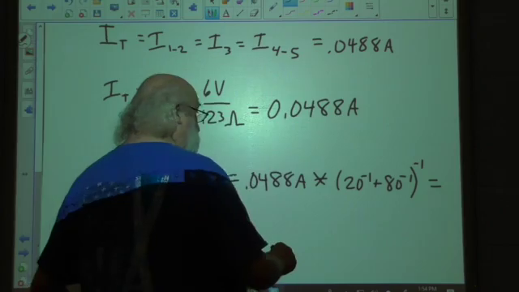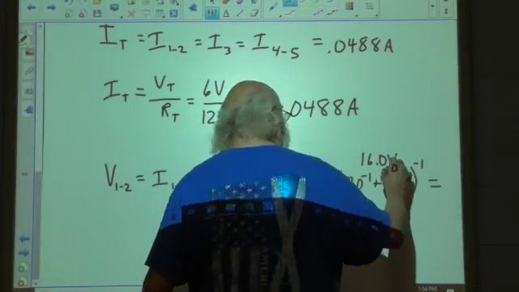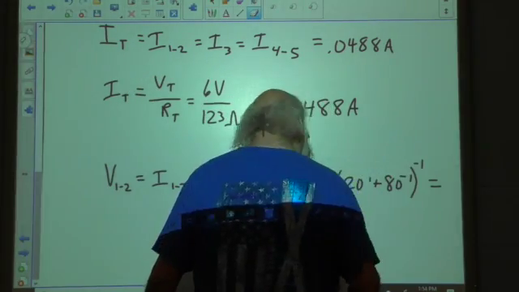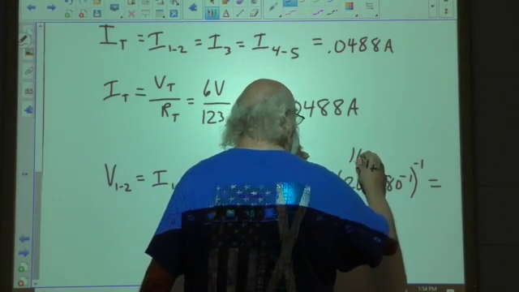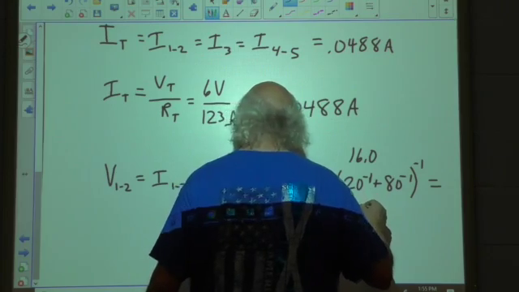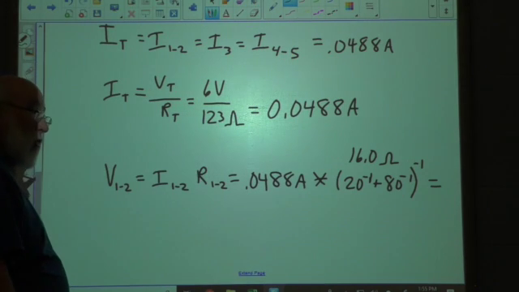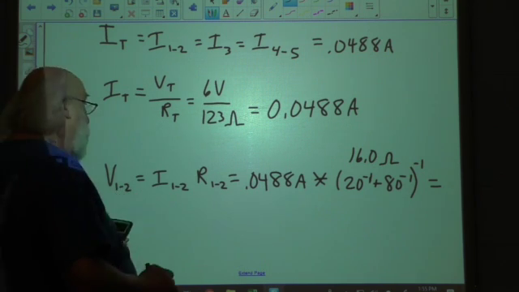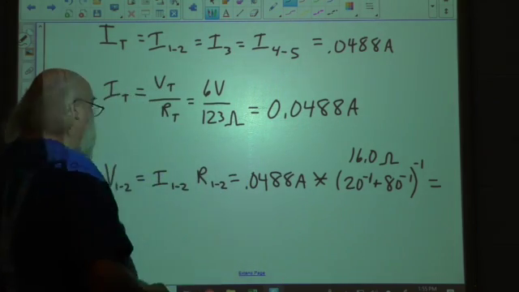And this gives us 16.0 volts. I'm sorry, amps. Ohms. Okay, so 16 ohms there. Multiply 16 times 0.0488, and I get 0.781 volts.